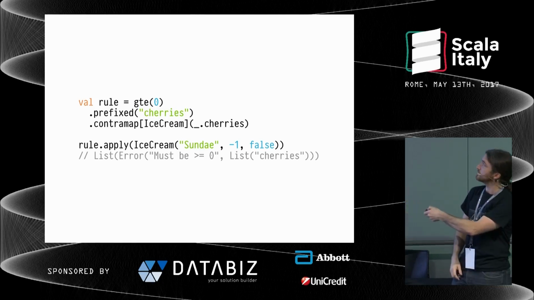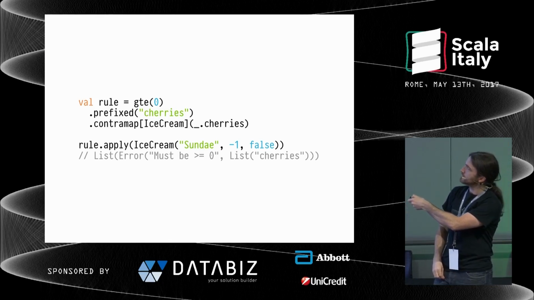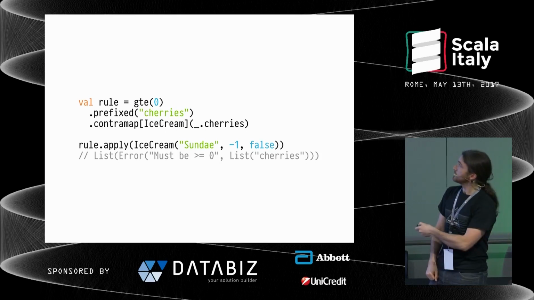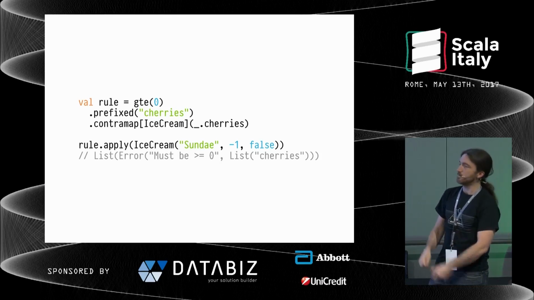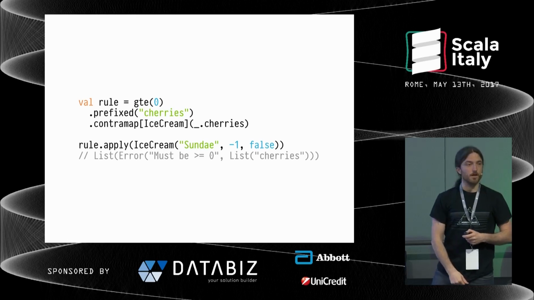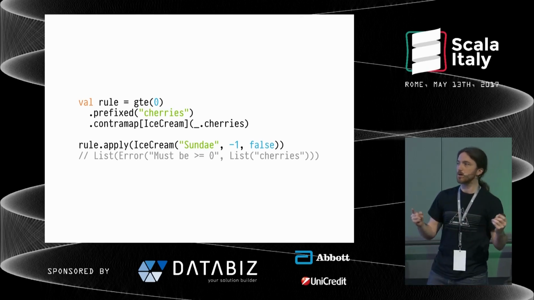So the result of this is a rule which will take in an ice cream, whole ice cream, call cherries, get the number, pass that through this rule here, and then if there's an error message, prefix it. So we get back the result from our whole ice cream. Now, you can see where we're going with this. This is the string we need, and this is the accessor we need. So we've already got, without doing any metaprogramming, a library which does everything we need it to do.